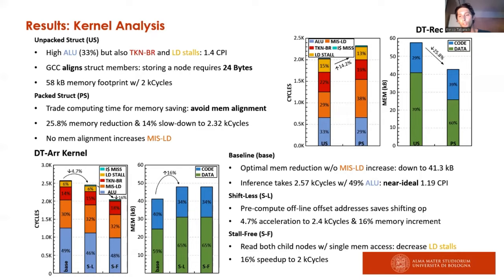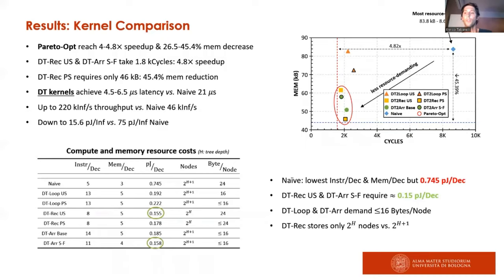Instead, the stall-free version decreases stalls by reading both child nodes with a single memory access. The optimization allows reaching near-zero load stalls, leading to a 16% speedup featured by a near-idle CPI. Comparing the kernels, the naive method represents the most resource-demanding design, while the newly introduced kernels move to less demanding constraints. Pareto optimal solutions allow reaching speedups ranging from 4 to 4.8x and up to 45% memory footprint reduction.